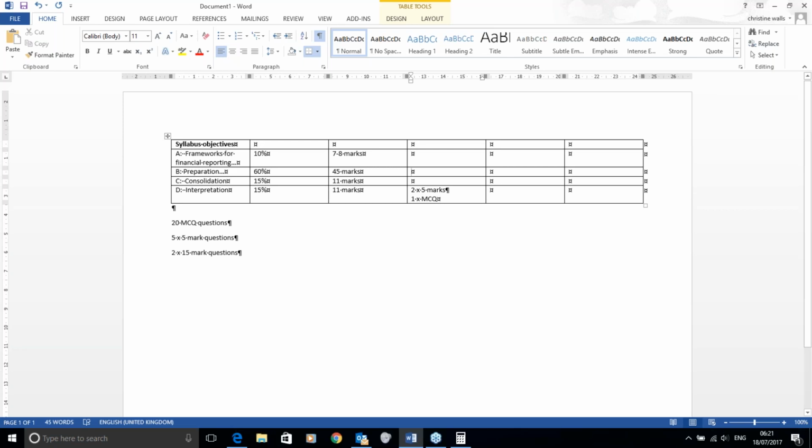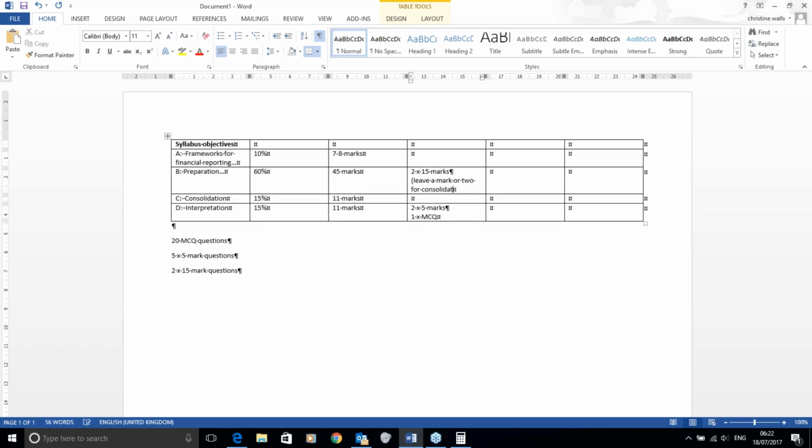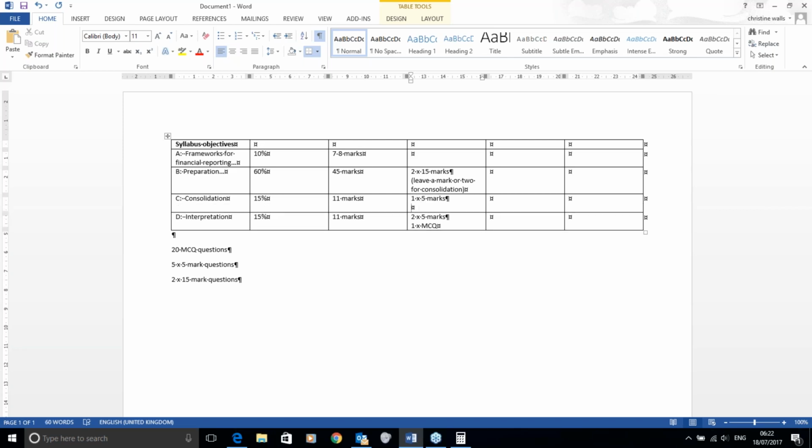With our big preparation questions, well, two 15-mark questions easily cover a chunk of those 45 marks. What I tend to do in my preparation questions is I tend to steal a mark or two to cover consolidation issues. That then leaves me a 5-mark question to deal with consolidation, a couple of marks that I may have taken from a 15-mark question, and then the balance made up of multiple choice questions.